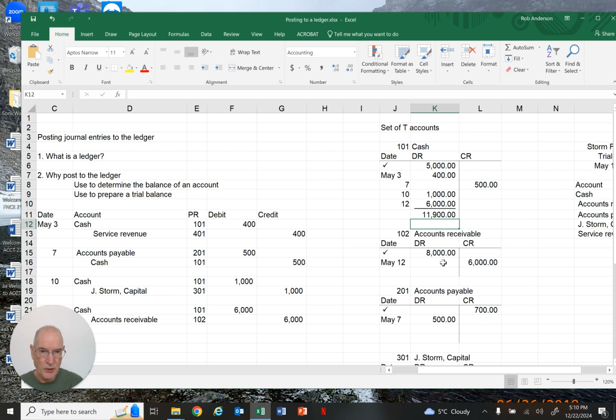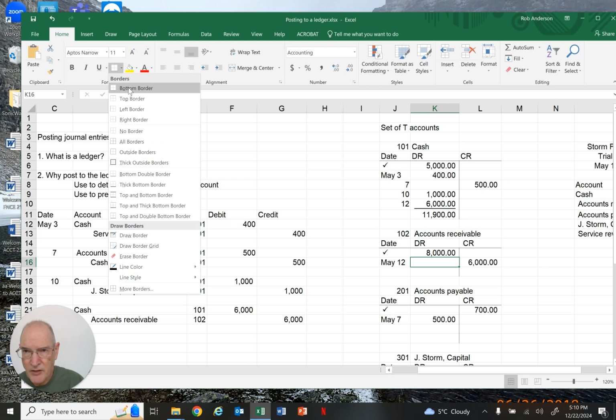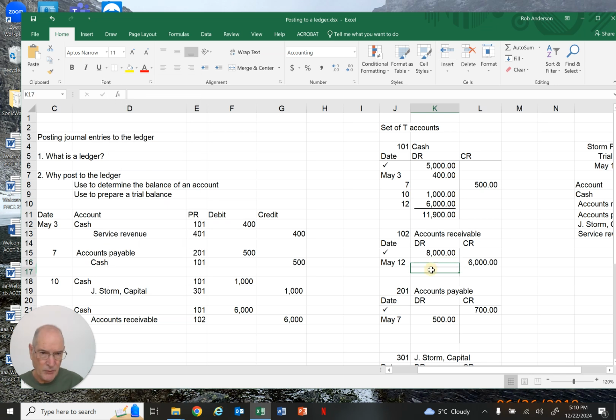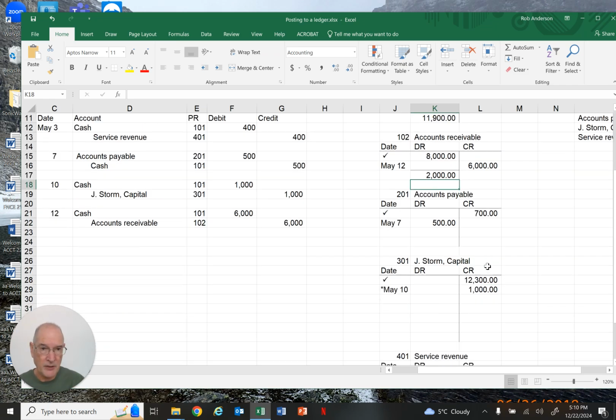Now accounts receivable is also an asset. So let's see what we have. Now this is a little easier. We can take our debit of 8, we can subtract our credit of 6, and there's our $2,000 debit balance.